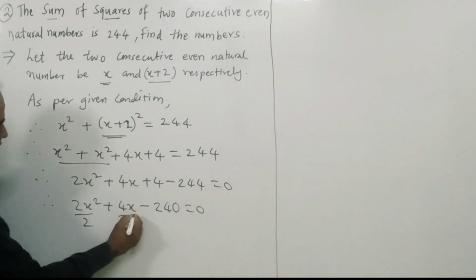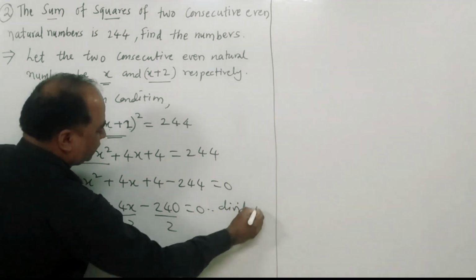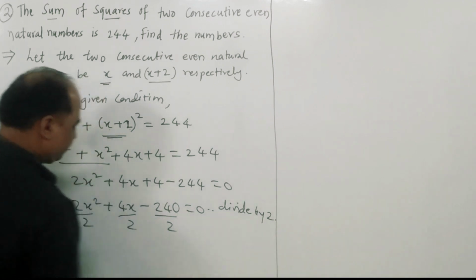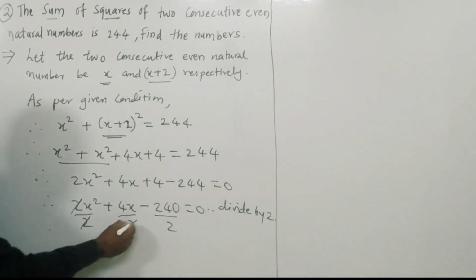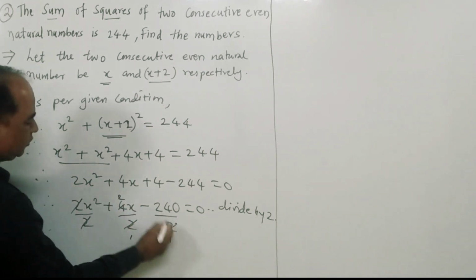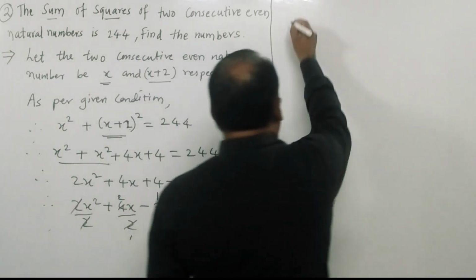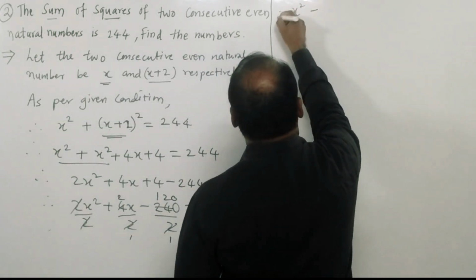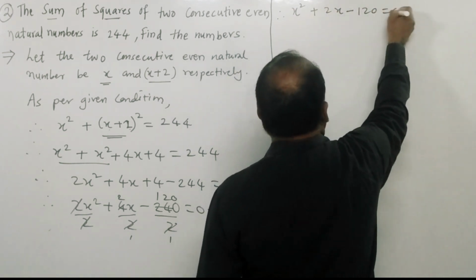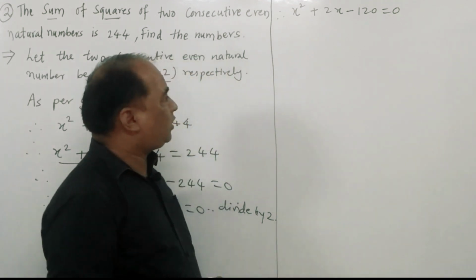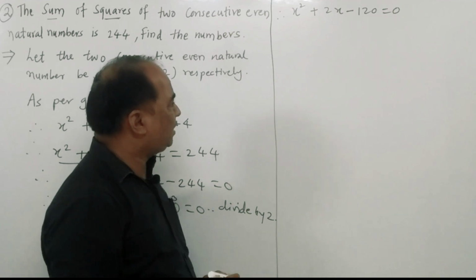Divide the equation throughout by 2. So 2 will get cancelled. 2 1s are 2, 2 2s are 4, and 2 120s are 240. So we get the equation x square plus 2x minus 120 is equal to 0. This is the quadratic equation in one variable. Now we have to solve this quadratic equation by the factorization method.